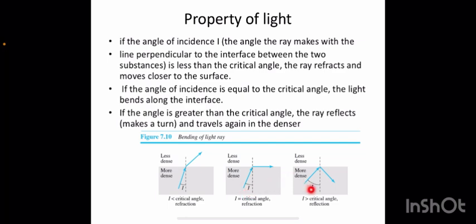And in the third case, if the angle is greater than the critical angle, what happens? The ray reflects, that is, it makes a turn and travels again in the denser substance. It returns back. So if the angle of incidence is greater than the critical angle, a reflection happens. Okay, so these are the properties of light. Based on this, some substance will be manufactured as the fiber optic cable to move the data in the form of light signals.